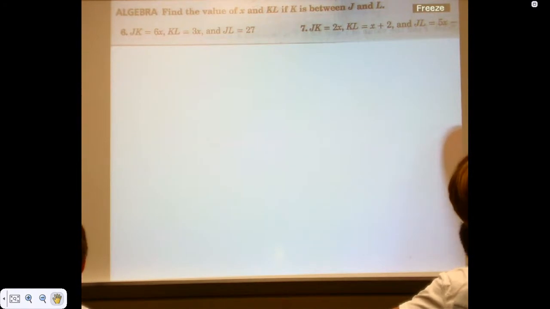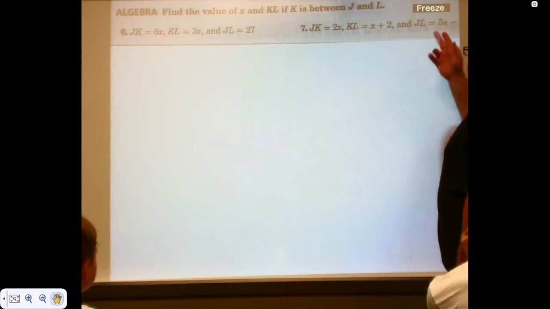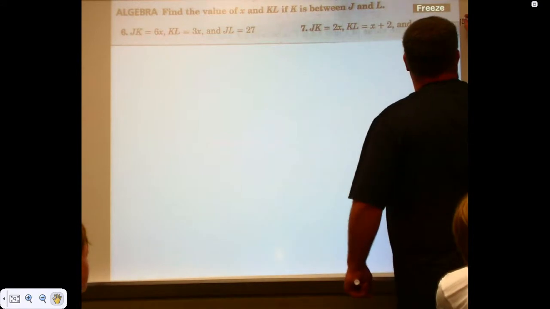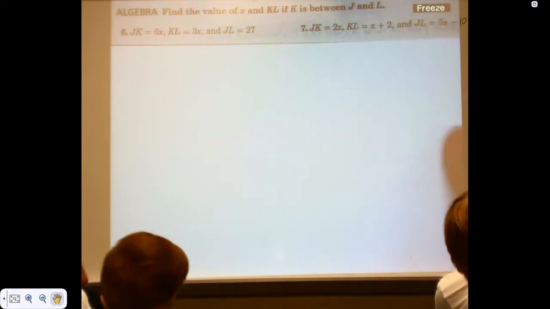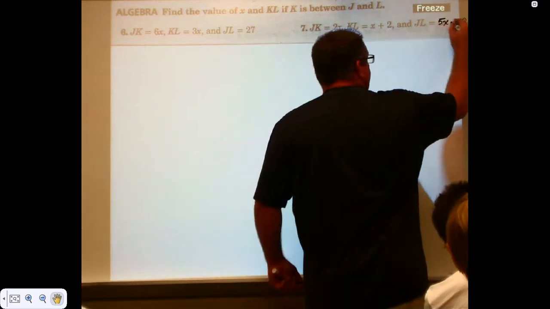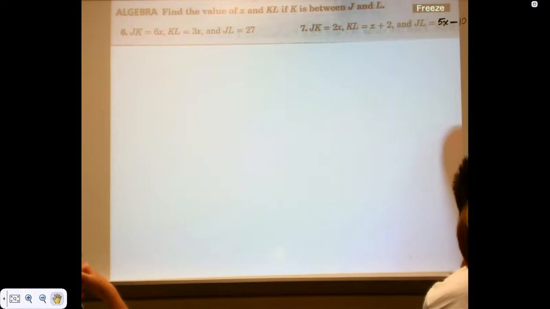Guys, even though the word algebra is written up there, when you see 6x, 3x, 2x, x plus 2, 5x minus 10, when you see that kind of stuff, you think of algebra, don't you? What was the biggest thing you probably learned how to do in algebra? There may be different things, but equations. Solve an equation, wasn't it? I think of algebra, I think of variables, x's and y's, and equations, right?